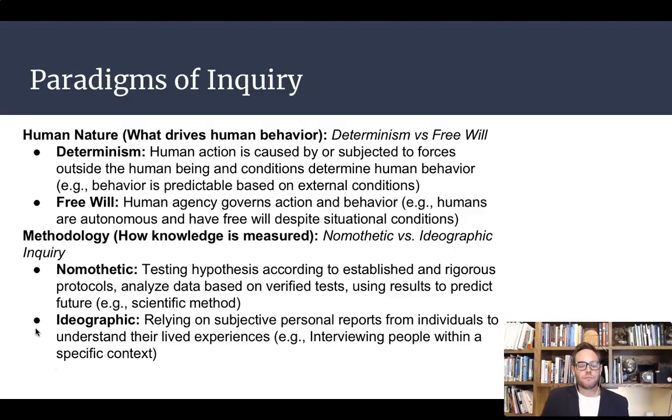Now, methodology is how we measure knowledge, or how knowledge is measured. And so again, from this perspective, we have two trains of thought, the nomothetic and the idiographic approach. Nomothetic is really testing hypotheses according to established and rigorous protocols, analyzing data based on verified tests, and using results to predict the future. So just think of the scientific method.